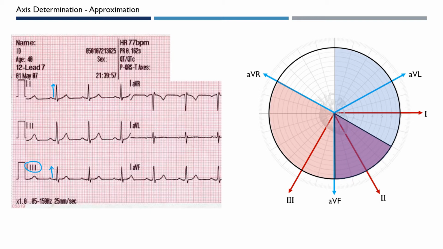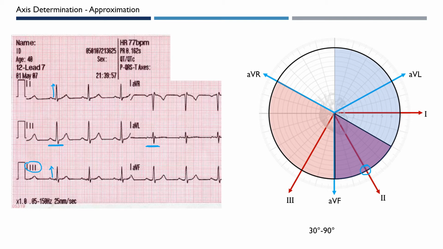So based on this approximation, we know that our path of actual electrical travel in the heart is somewhere in that purple range. And if we combine this with that equiphasic information and that high amplitude information that we got from the last two strategies, we can then conclude that the electrical axis is somewhere around this 60 degree mark. Now it's important to note that this strategy can be used for any of the leads.